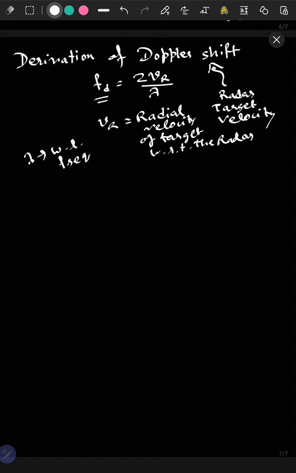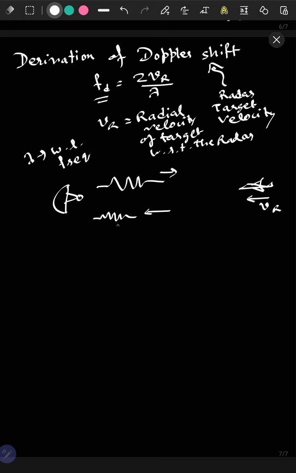Now say here is our radar and it transmits some frequency. That frequency hits our target, say an aeroplane, which is moving at a radial velocity of VR, and we receive the echo. So this is our transmitted frequency FT. This is our received frequency FR.